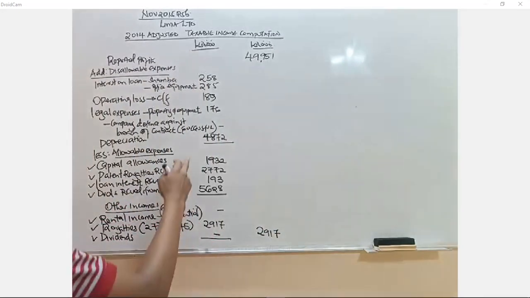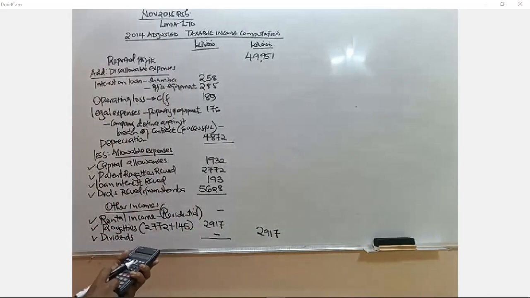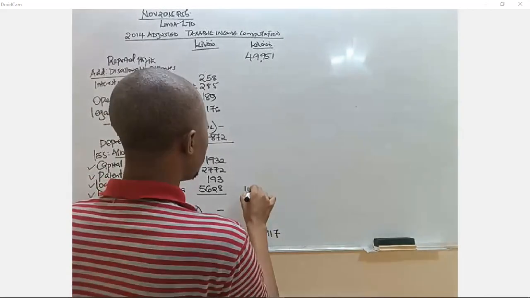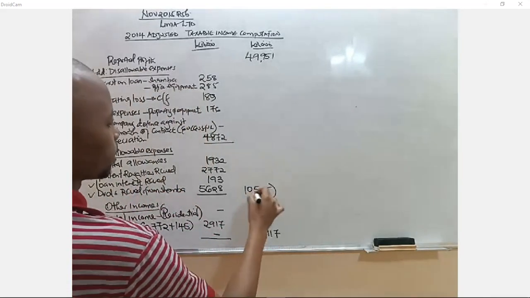So let me do the summation of allowable expenses: 1932 plus 2772 plus 193 plus 5628. That is 10,525. Right? These we are going to subtract.